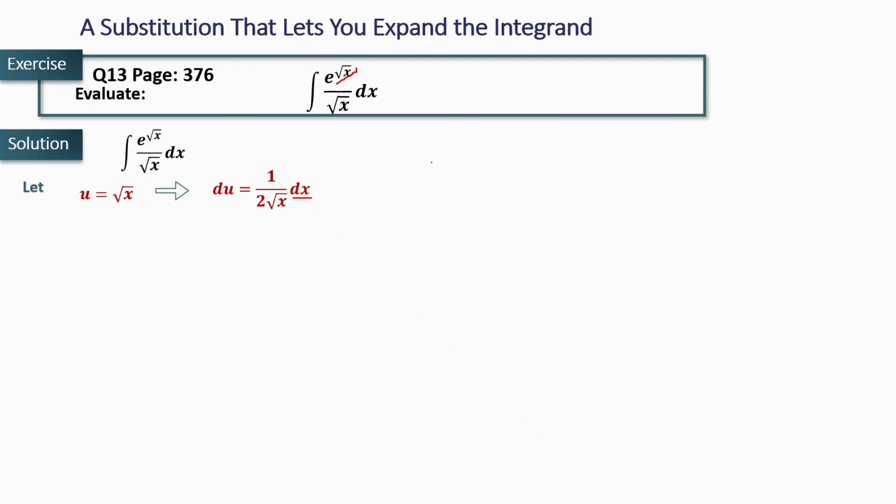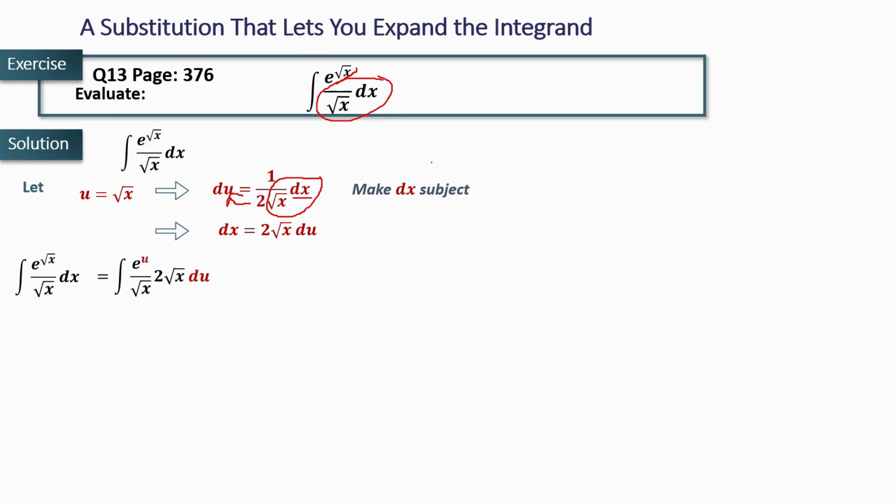You can do it in a different way. You can identify only dx and substitute in place of dx, or you can combine dx by root x. You can see here dx by root x. Extra 2, you can swap to the other side. You can follow any method. At the end, let's find dx, which is 2 root x du. So when you simplify, you can cancel the root x. So you are left with 2 e power u du.